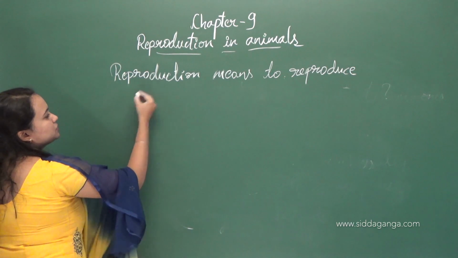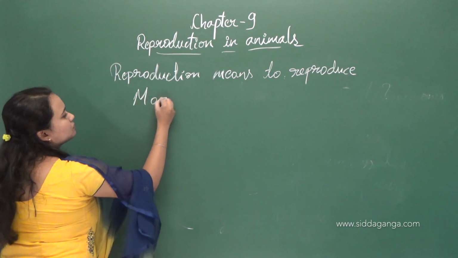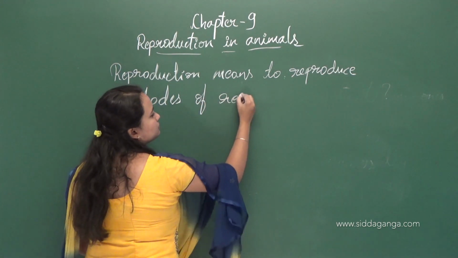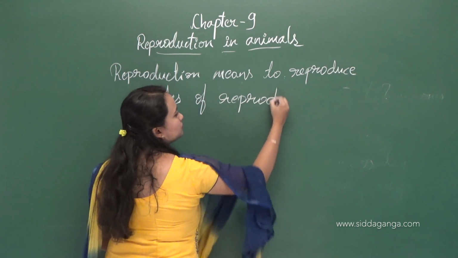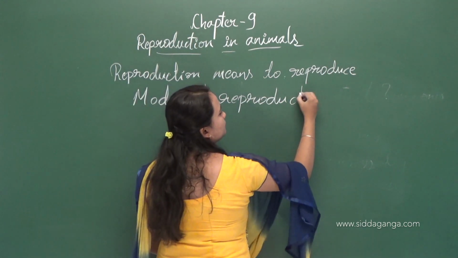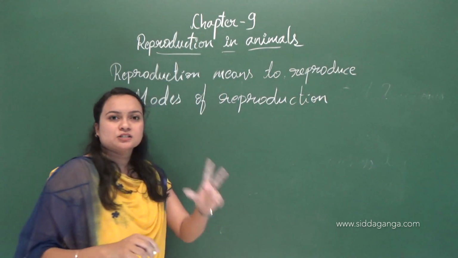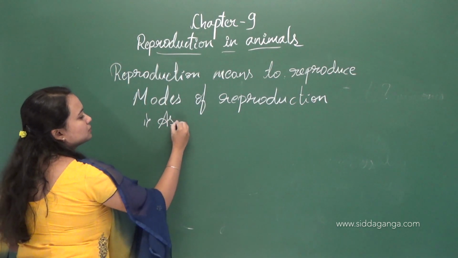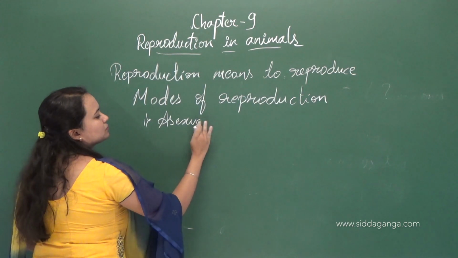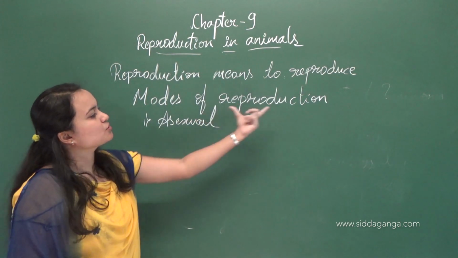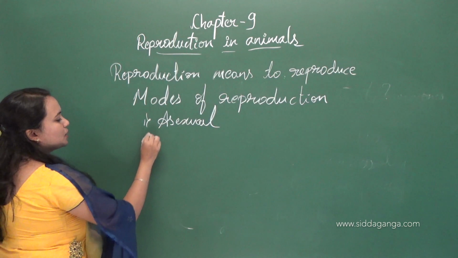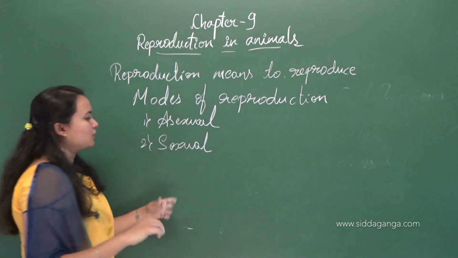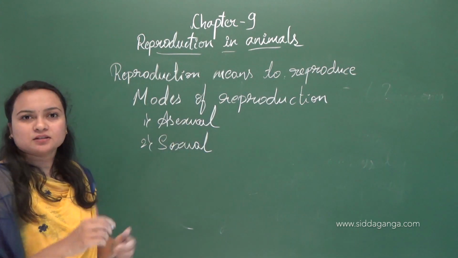So here, different modes of reproduction. In reproduction there are two types. One is asexual reproduction and another one is sexual. One is asexual and another one is sexual.